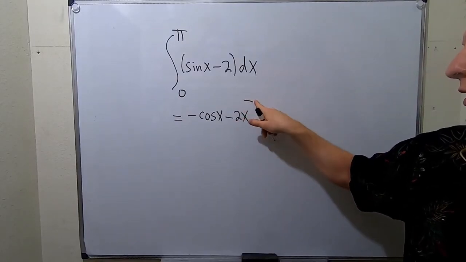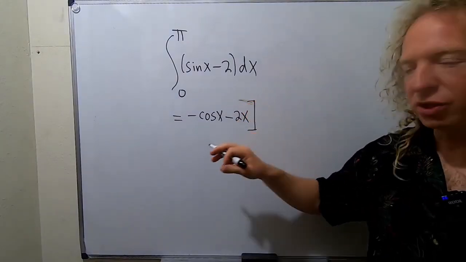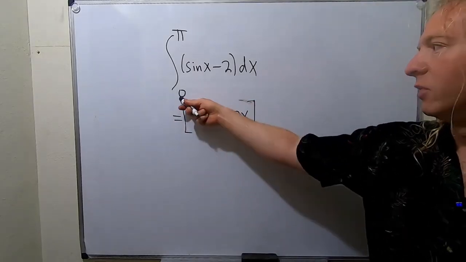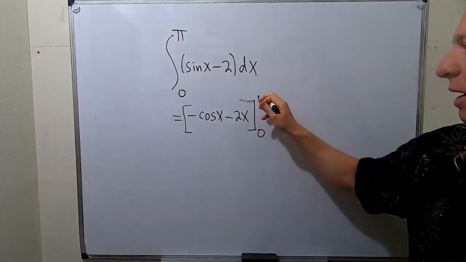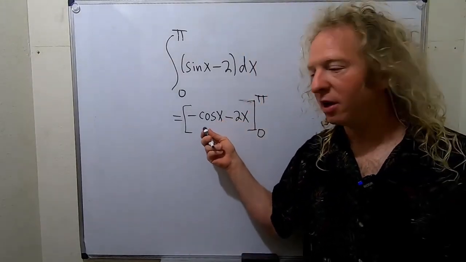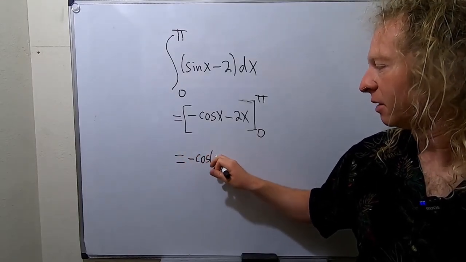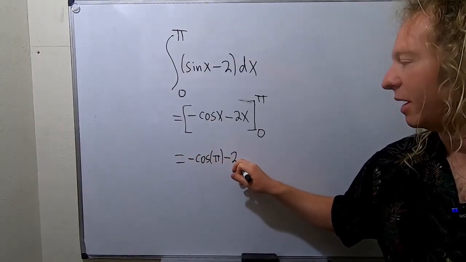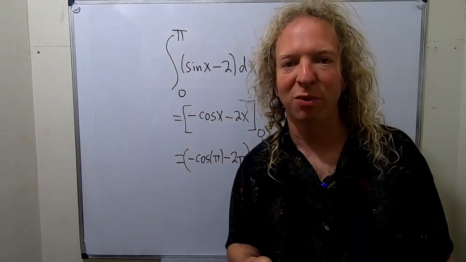So there's three choices here. You can use a line, you can use a bracket, or you can use two brackets. And the 0 goes here, and the pi goes up here. All right, good stuff. So now we plug in the pi first. So plugging in the pi, we get negative cosine pi minus 2 pi. So this is just replacing all of the x's with pi's at this point.